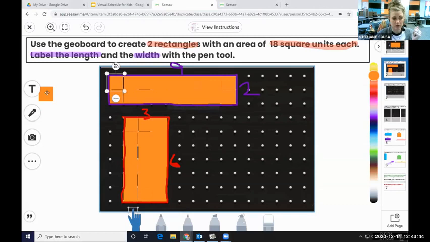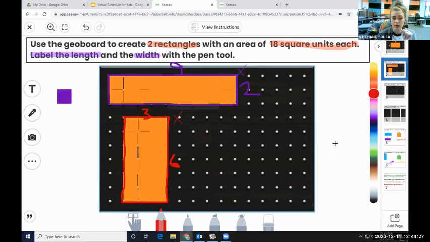You also could have created 1 times 18, but the board's not big enough. So you could have stretched this all the way 18 out, but our board's not big enough, so that didn't work. So these are the 2 rectangles that I should see on your board in some way. I don't care if they're this way or if you turned it so it was tall or on its side. But the 2 ways to create a rectangle with an area of 18 are 9 times 2 and 3 times 6. Those are your 2 multiplication equations of length and width that will get you to 18. Okay.